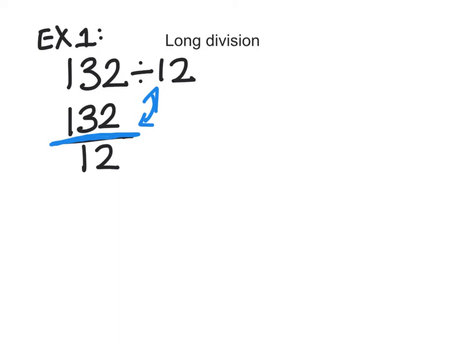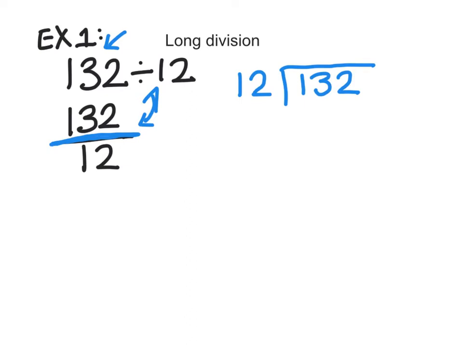Alright, so let's set up our division by first drawing the house. The number that's being divided is called the dividend. Not that you need to know that by heart, but 132 is the number being divided, the dividend. So that goes inside the house. The divisor is the number that's dividing into the dividend. So that's 12. And then the answer to a division would be called a quotient. But again, these are vocabulary terms. I'm not going to make you memorize them right now, but you should be familiar with them.